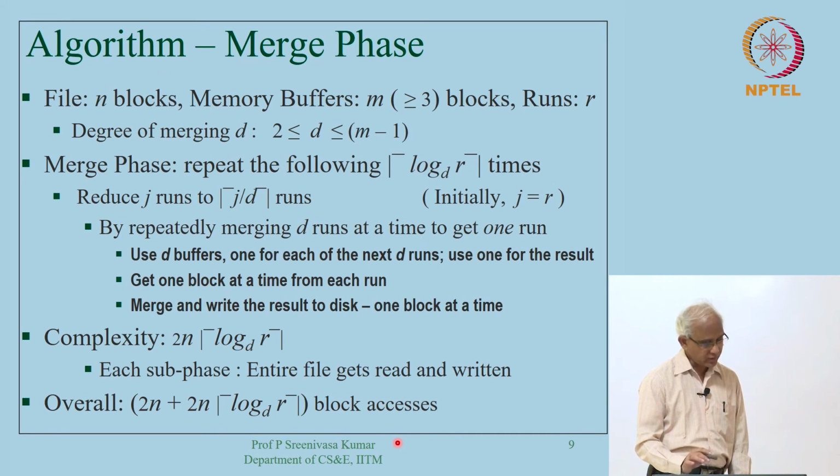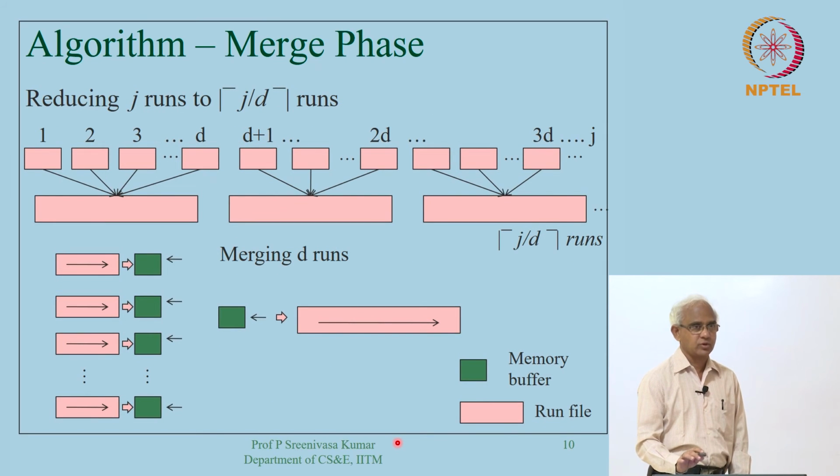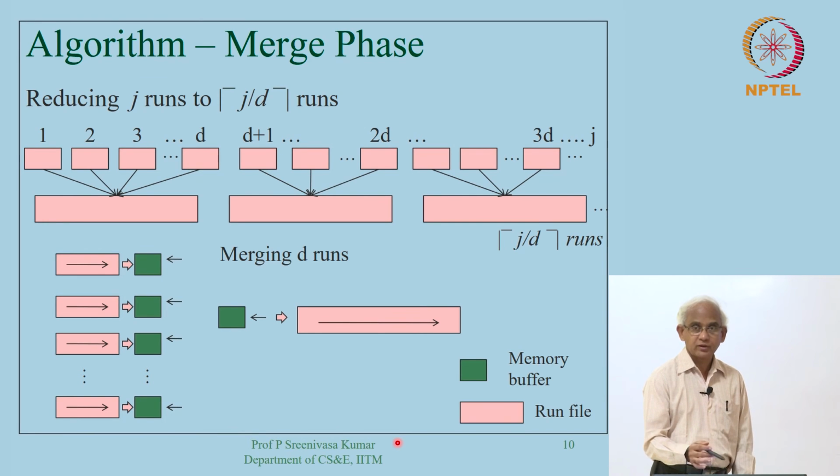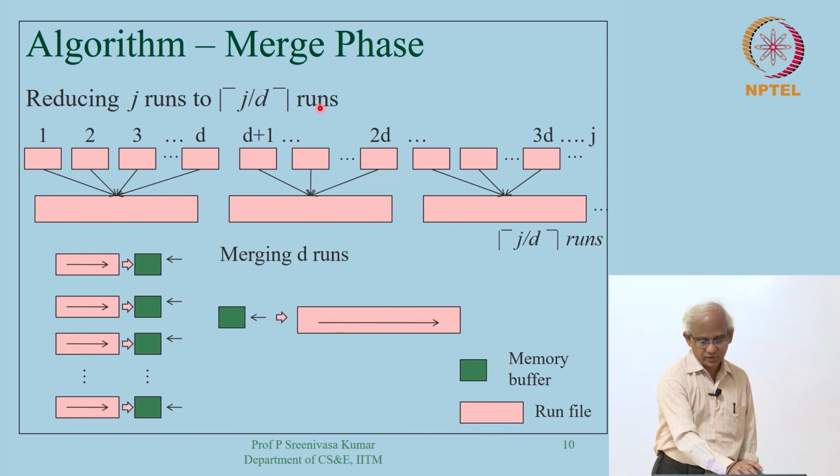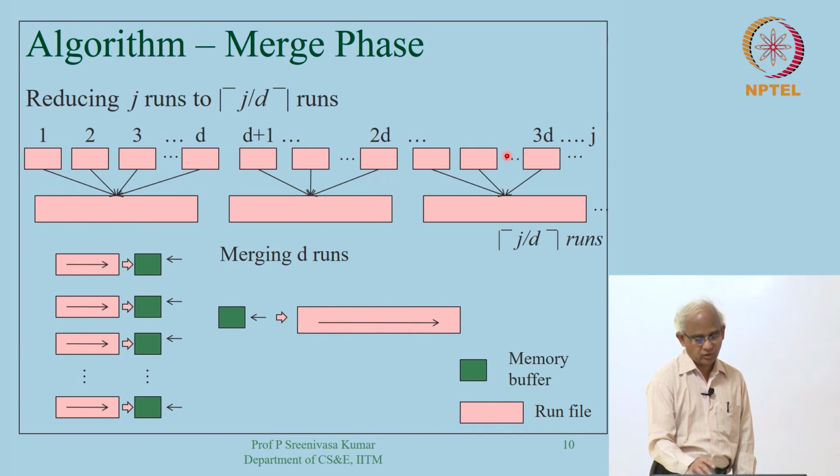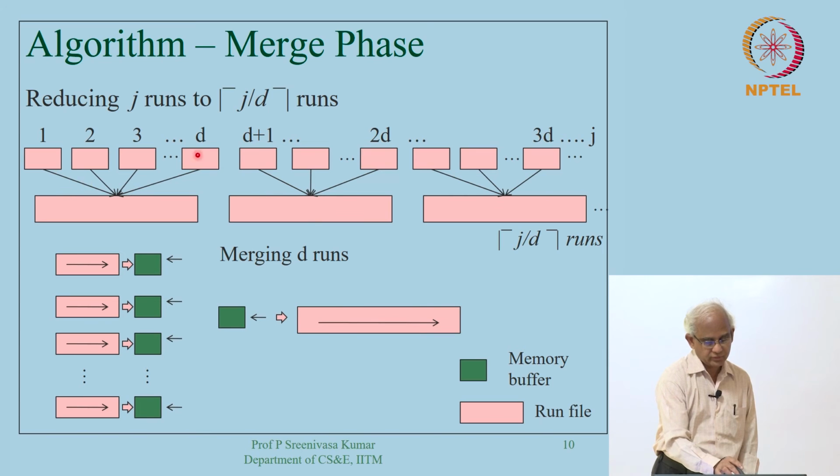Okay, so let me show you a diagram here which will make this whole process a little bit easier to visualize. Let me take the crucial step of reducing these j runs to j by d runs. At this time you have 1, 2, 3 up to j runs. All your records are spread somewhere here in those j runs. You are taking d of them and merging them and creating one new run.